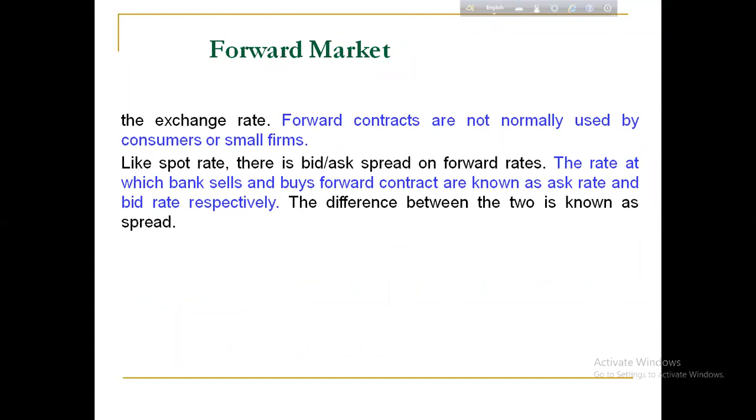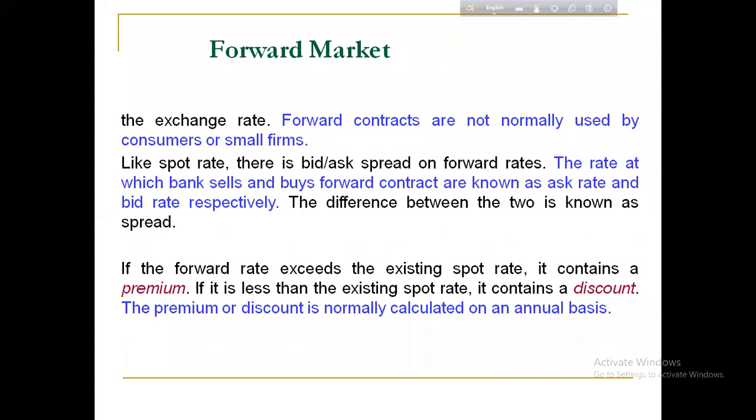Like the spot rate, there is a bid-ask spread on the forward rate. The rate at which the bank sells or buys forward contracts is known as the ask rate and bid rate respectively. That means the ask rate is the sales price and the bid rate is the purchase price. So the spread is the difference between the purchase price and sales price, that is, between the ask rate and bid rate.